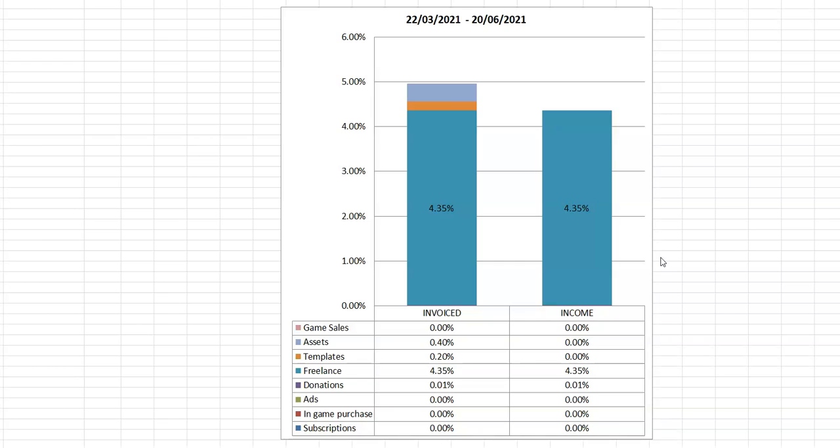So that's it for this income. As you can see, very low. After that we're going to compare with the previous months. But first I want to give you the reason why this happened.